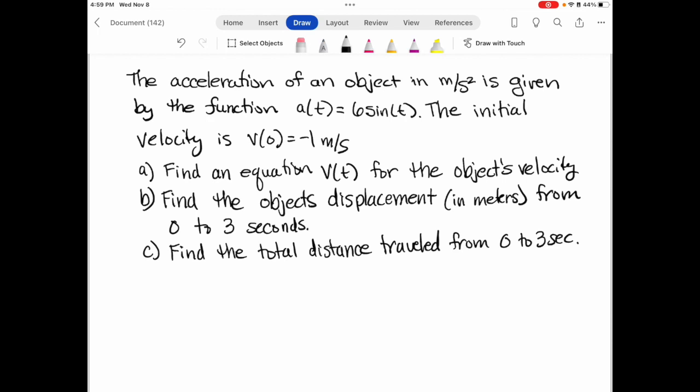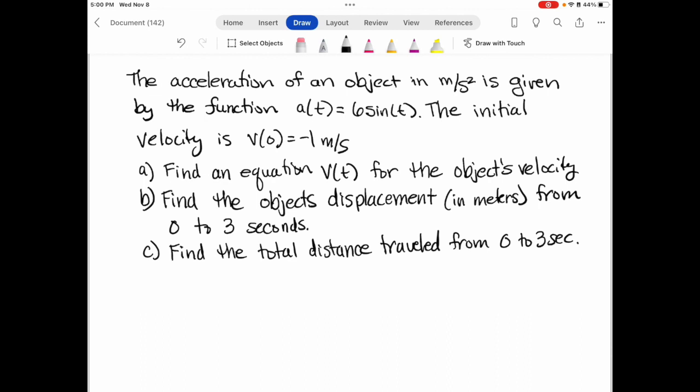In this example, we have an acceleration function in meters per second squared that's given by a of t is equal to 6 sine t. And we're also given the initial velocity, which is v of 0 is equal to -1 meters per second. In the first part, it says find an equation for v of t, which is the velocity.